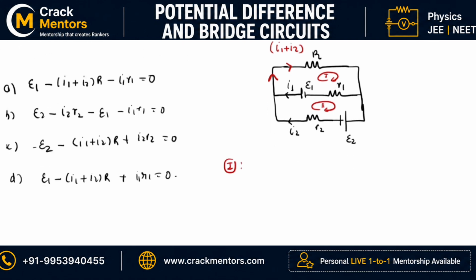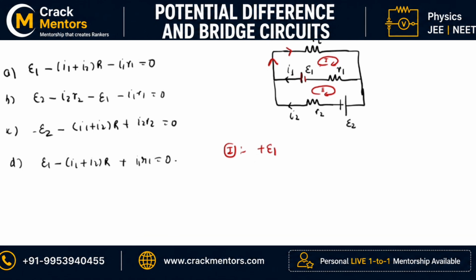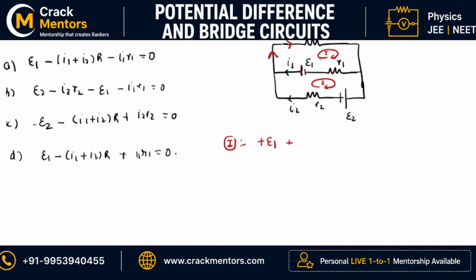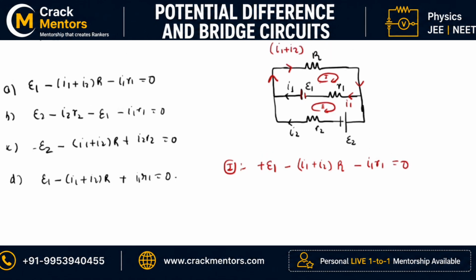Talking about loop number 1, let's write the equation here. I am going in this way, like this. I am going from the lower terminal to the higher terminal, therefore plus E1. Then you are going through the second resistor in the same direction as the current I1 plus I2, so minus (I1 plus I2) into the resistance R. And when you get down, this is my I1, so minus I1 into R1 is equal to 0. Does any of the options match with it? Well, that's option number 1. Therefore the correct answer is option number A.